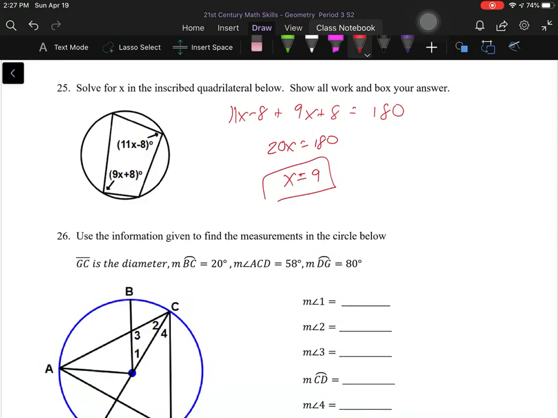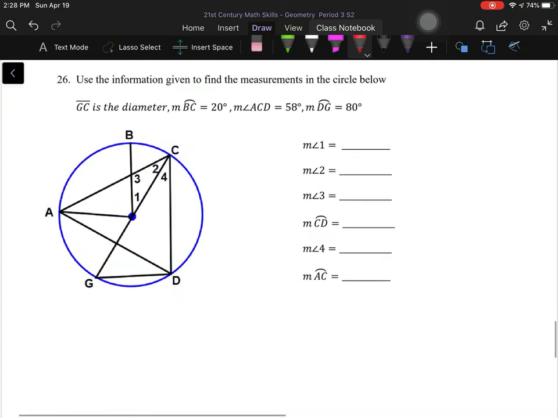Okay, and then the last question. This is the one that students tend to struggle with the first time they do it. I always liked these in college when we did them. It was like a giant puzzle to me. So the first thing I'm going to do is label everything in the picture that they give me. Okay, so they tell me that GC is a diameter.